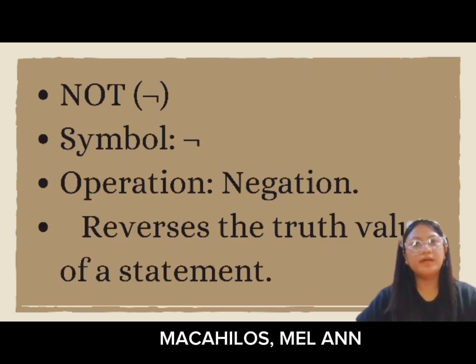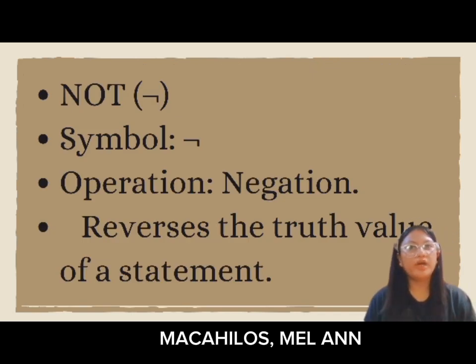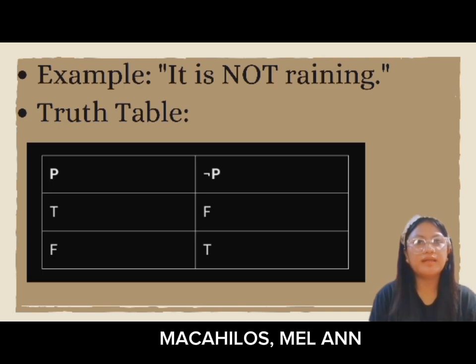The third one, we have the NOT with a symbol, and the operation reverses the truth value of the statement. For example, "it is not raining" means it is true that it is raining. We need to reverse the truth value of the statement, then it becomes false.